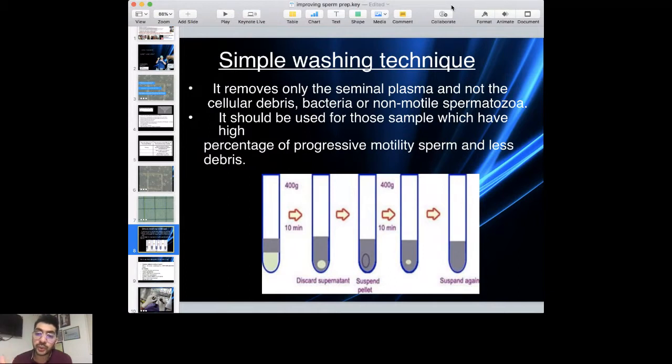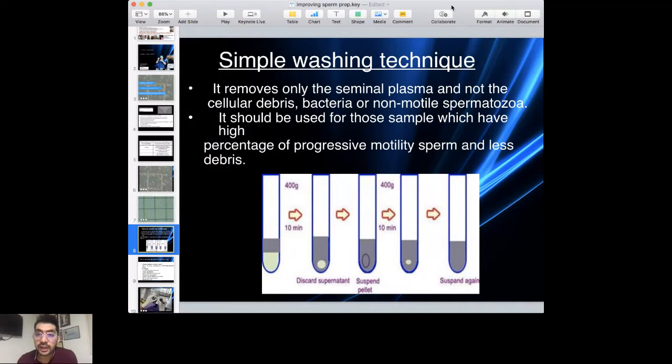Why do I not want to use it for IUI or IVF? Because I'm concentrating everything which is present in the seminal fluid, like all the non-motile sperms, all the morphologically abnormal sperms, everything in the sample gets concentrated into the pellet, right? That is why I would not recommend this to be used for IUI or even for IVF. So these are the things that you need to remember.